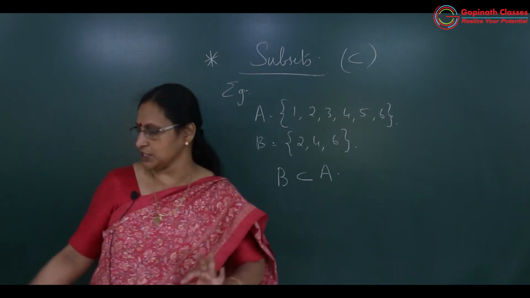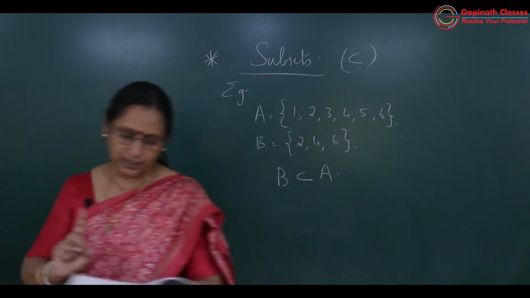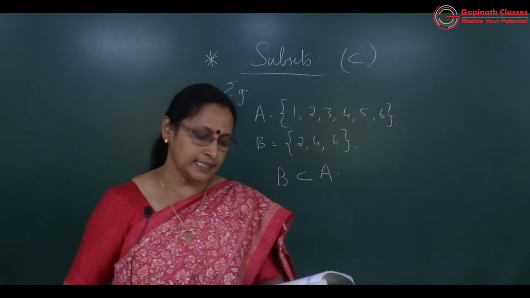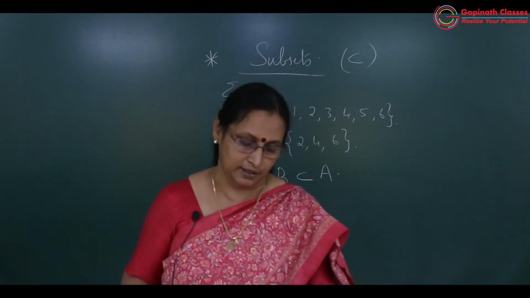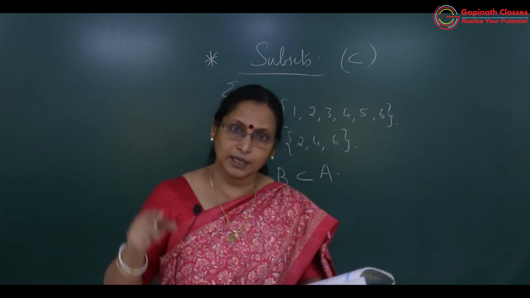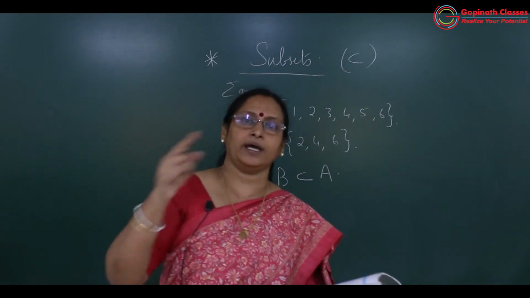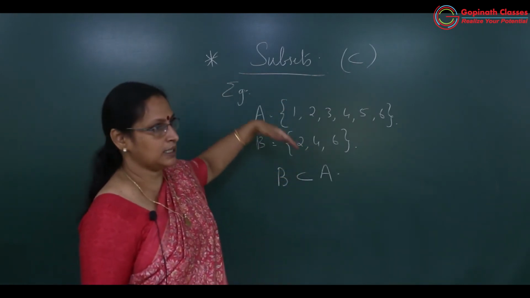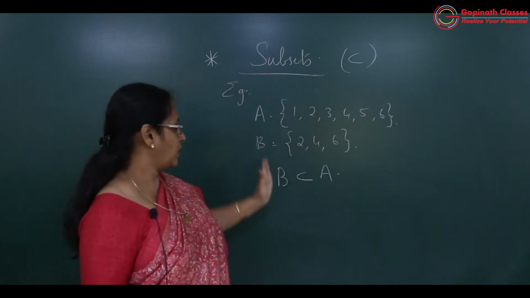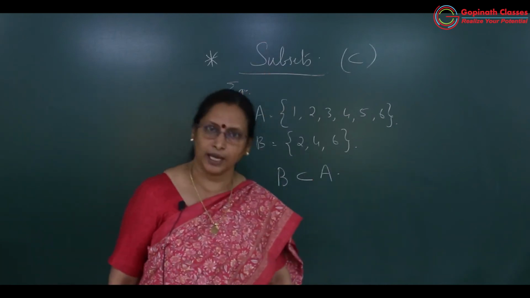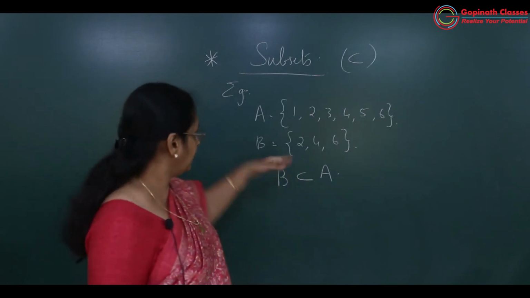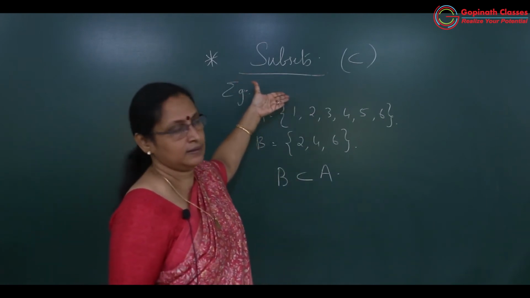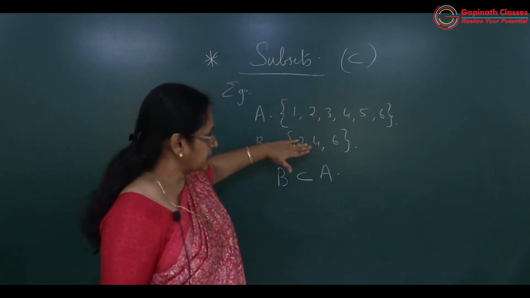So a clear definition is given in the textbook. I will read it for you. A set A is said to be a subset of B if every element of A is also an element of B. In this case, every element of B is also an element of A. So I can say B is a subset of A. So this is the subset, and the big one is known as superset. The bigger set is the superset, this is the subset.